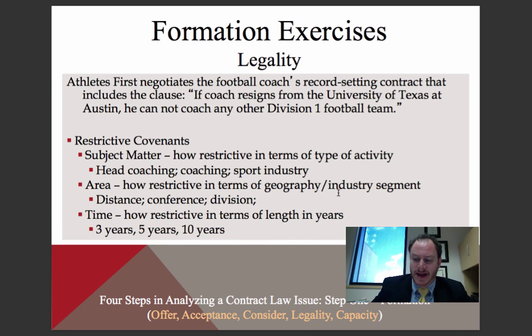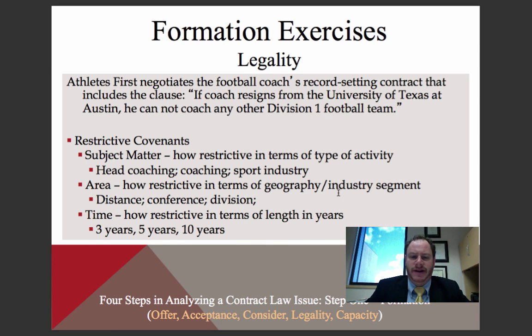But let's start off at a baseline that the parties are free to negotiate anything they want, so long as they come to an agreement and the topic is not illegal, both sides have capacity, there's consideration, there's valid offer and acceptance. So here, within this element, we don't know what the consideration might be, but let's leave that alone for now. In terms of restrictive covenants, we look at three different aspects: the subject matter, the geographic area, as well as industry segment, and the time.